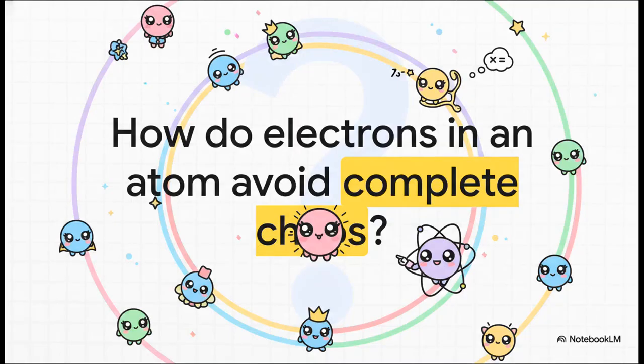I mean, seriously, think about it. You've got this tiny little nucleus, and then all these electrons are just buzzing around it like crazy. How do they stay organized? Why isn't it just total, absolute chaos? Well, it turns out nature has a system, a really good one.